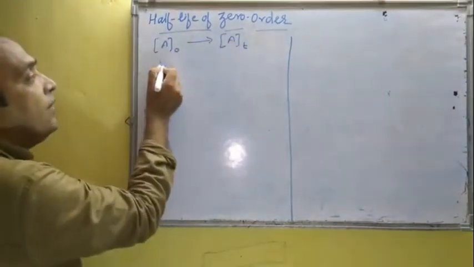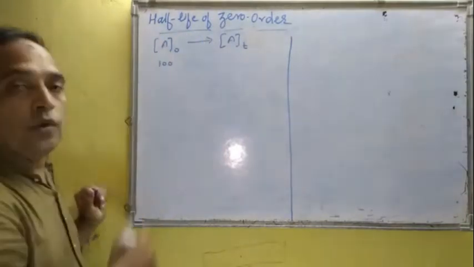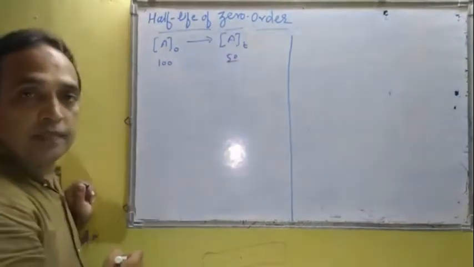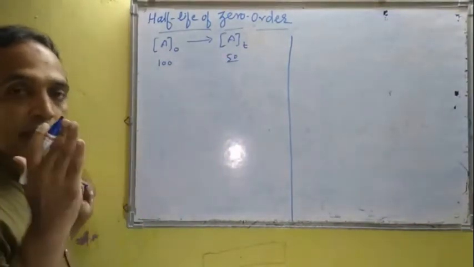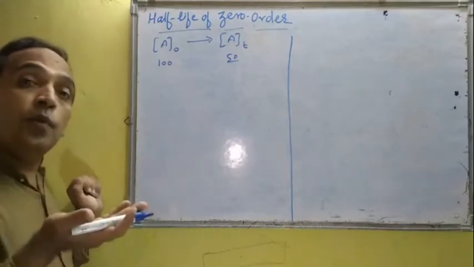Suppose we are having 100 moles of A0. So what would be the amount of At? Half. Half means At becomes 50. Time required to complete half of the reactant. Yes, the time in which half of the reactant converts into the product.